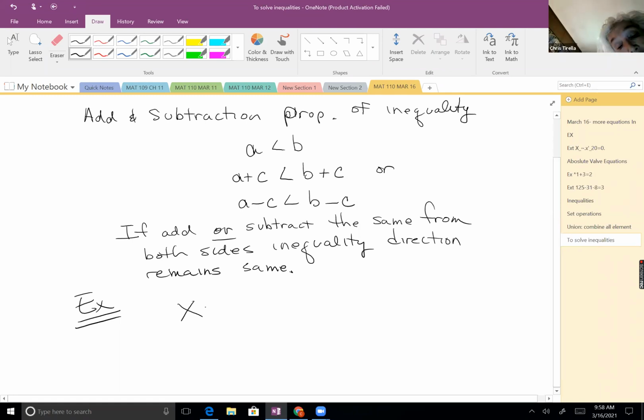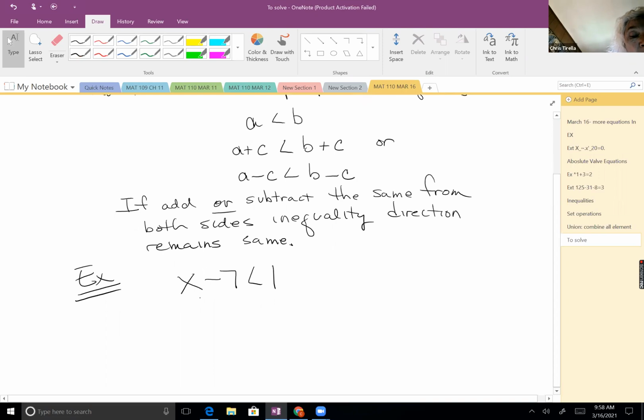Let's say for an example, I have something like x minus 7 is less than 1. I'm trying to get the x alone, isolate the x. So I'm going to do the opposite to both sides. I have to do the same thing to both sides. The opposite of minus 7 is add 7. Those two are equal. But if I add the same quantity to both sides, my inequality remains the same. Make sure you keep your original inequality in there so that you know it's in the same direction.